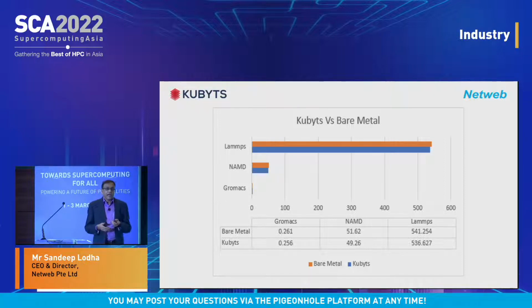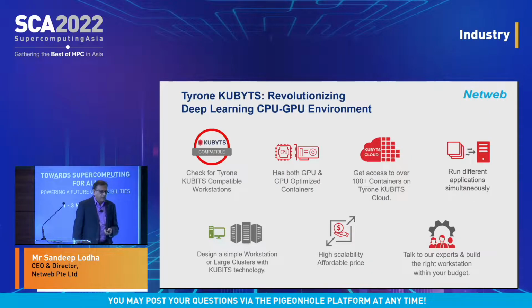So the idea is that if we can work on something like this, it would be great. Right now we are shipping Cubites with our workstations. Most of our workstations do have Cubites, but we are coming with various models to deliver Cubites, and it will be available in a lot of flavors to most of our people so that they can use this. It is available for both CPU and GPU optimized. It is available for both AI and HPC, and we are going to have many more types of containers.